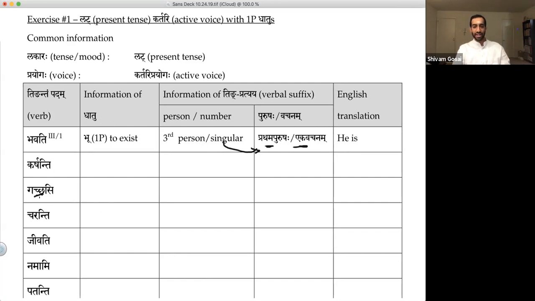If I do gachasi, the meaning would be you. And then I know gam means to go, so I would say you go. Okay? If I want to say namami, nam means to bow, to prostrate. So mi is uttama purusha ekavachanam, first person singular. So I know it's I bow. I prostrate, I salute.